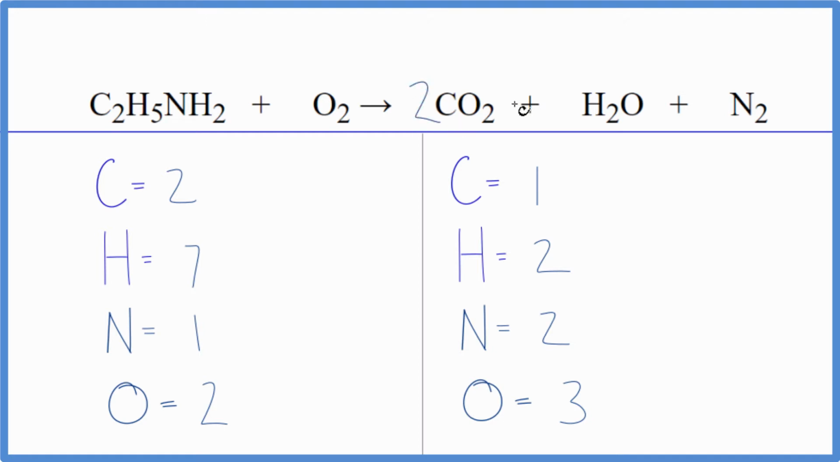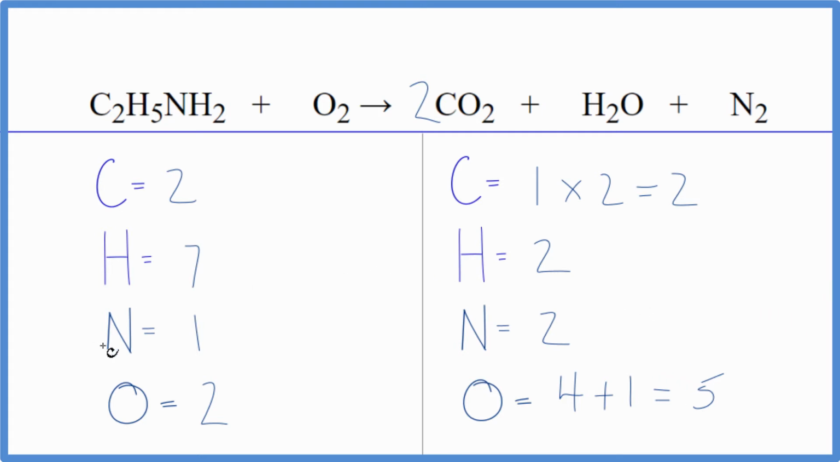We could put a 2 in front of the CO2, 1 times 2. That'll give us 2. Then we should update our oxygens. So we have 2 times 2, that's 4, plus the 1 oxygen in the H2O, that gives us 5.